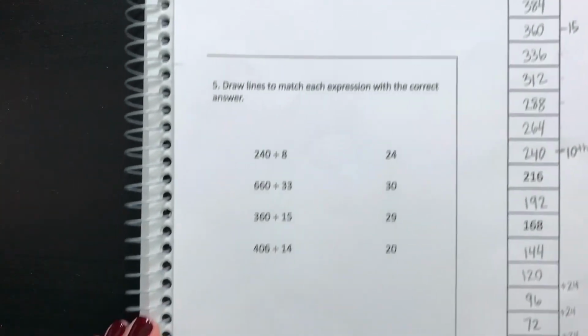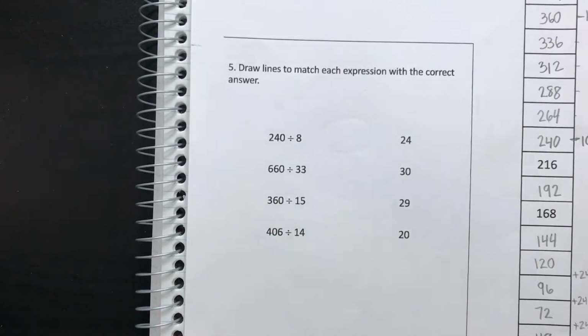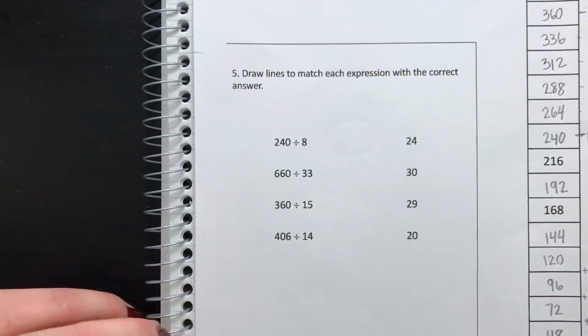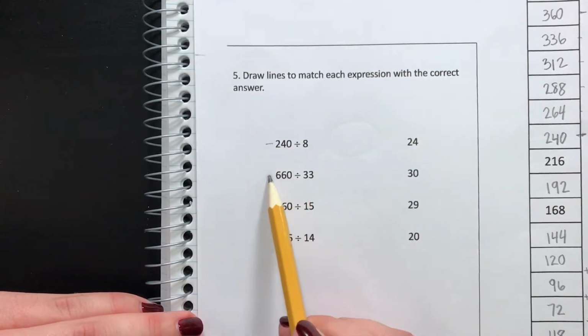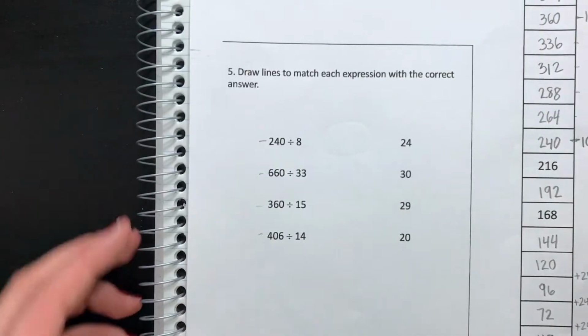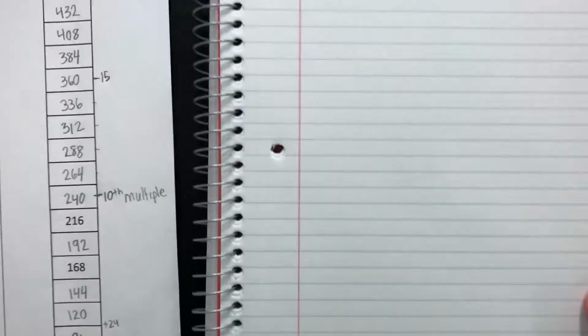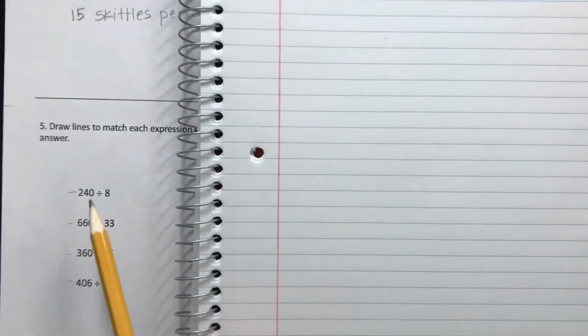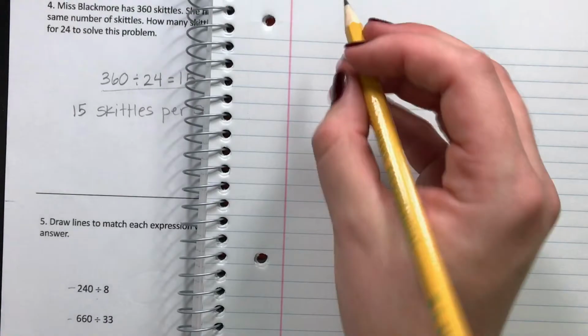All right, so let's look down at the last part, which is draw lines to match each expression with the correct answer. So the way that I would go about doing this is to actually go ahead and solve all of these problems so that when you get the answer, you'll know exactly where to match it to. So I have a notebook right underneath here, and that's where I'm going to do the work for these problems. So the first one that I want to do is 240 divided by 8. So I'm going to do that right here.